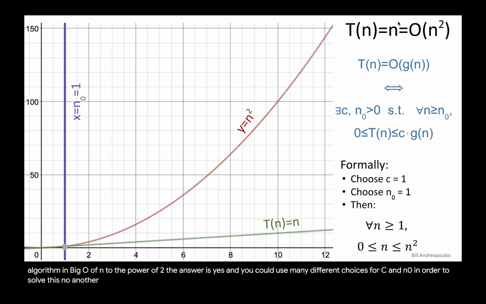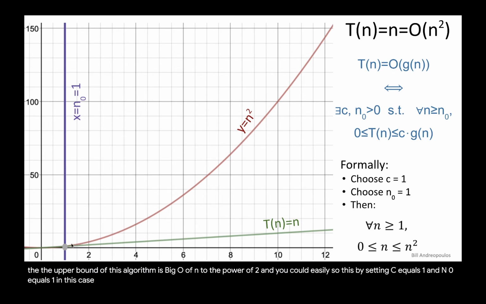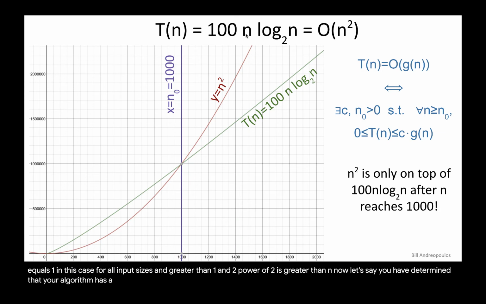Now, another point is, let's say that you have found out that your algorithm has a runtime of n. You could also say that the upper bound of this algorithm is big O of n to the power of 2. And you could easily show this by setting c equals 1 and n0 equals 1. In this case, for all input sizes n greater than 1, n to the power of 2 is greater than n.